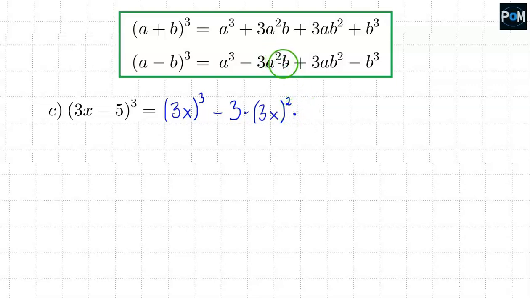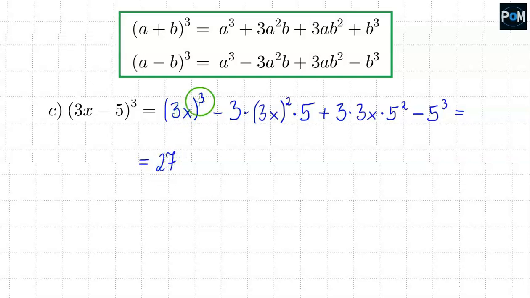And there's also times b, which is times 5, plus 3 times a, which is 3 times 3x, and times b squared, which is times 5 squared. And finally, minus b cubed, which is minus 5 cubed. We exponentiate what we can, and this time we can exponentiate in this sector as well. That 3 outside the parentheses must act on that 3. 3 to the power of 3 equals 27. x cubed is x to the power of 3.